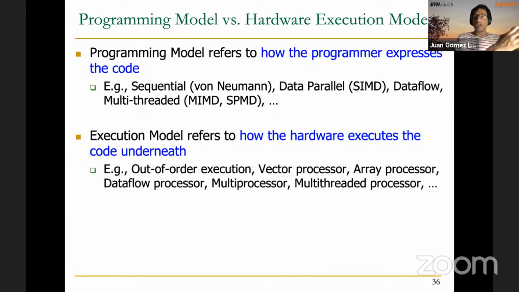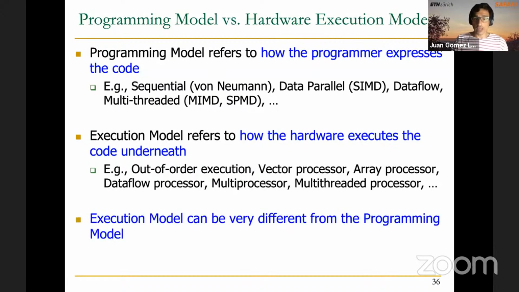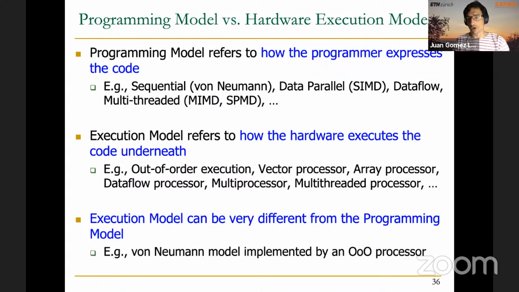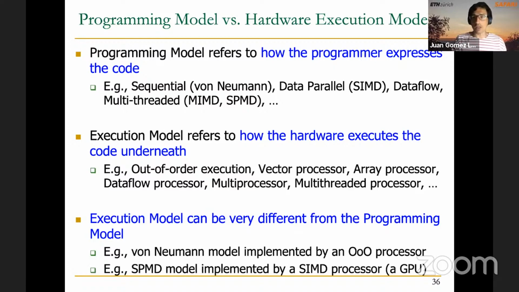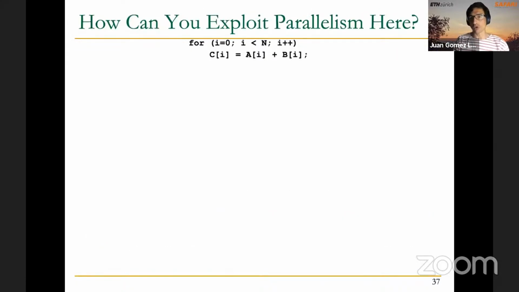So one thing is how we write the programs, and another thing is how the hardware executes that code. So the execution model can be very different from the programming model. For example, we can write sequential code and execute it on an out-of-order processor, as I mentioned, or we can write multi-threaded code, what we call the single program, multiple data programming model, which is the one that applies to GPUs, and execute it on a SIMD processor. So a GPU is a SIMD processor underneath. What we change is the way that we program it. We don't use vector instructions, we use threads.